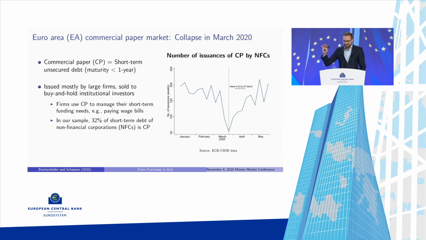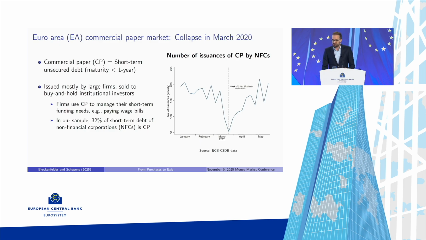Before I go to the nice chart on the right, let me define what a commercial paper is. It's a short-term unsecured debt, maturity below 1 year. It's issued mostly by large firms and sold to buy-and-hold institutional investors. And firms use commercial paper to manage their short-term funding needs, so paying wage bills, for instance. In our sample, in fact, commercial paper is 32% of the short-term debt of these non-financial corporations.